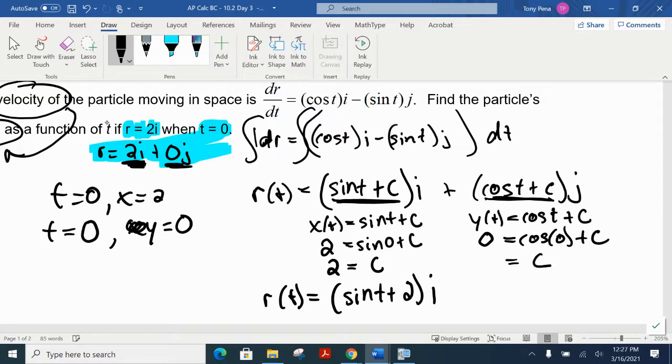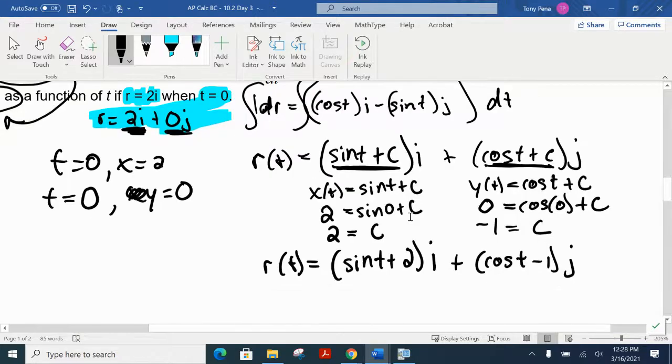Cosine of 0 is a 1, so we're going to take that 1 and subtract it over, and what we find is the c in our y term is a negative 1. So then our j term is now cosine of t, and then plus c, we do a minus a 1, and that's our position function. We can now figure out our x and y position for any time that we want. So very much like everything we've been doing, it's really just two little problems in one. One for the x, one for the y.